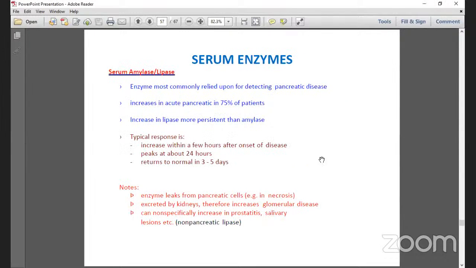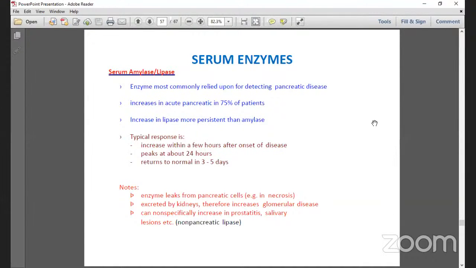And then we can look at the enzymes. We can measure the enzyme amylase and also the enzyme lipase. These are common enzymes associated with pancreatic diseases. They will be increased when there's acute pancreatitis, and the increase in lipase is more persistent than amylase. The typical response is an increase of these enzymes, amylase and lipase, within a few hours after the onset of the disease. It will peak after 1 day, and then after 2, 3, 5 days, it will return to normal.